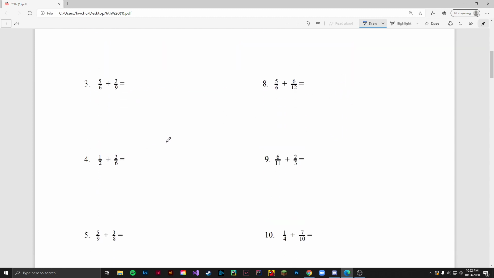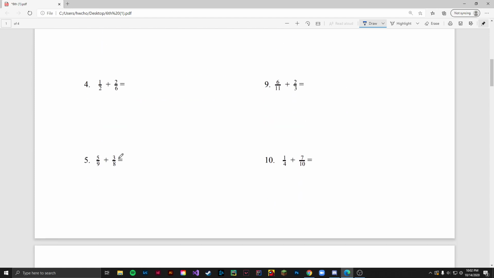Let's try one a little bit more difficult, like this one. 5 ninths plus 3 eighths. Well, there's no common factors between here and here, right? So we just multiply this times this, so 5 over 9 times 8 over 8 plus 3 over 8 times 9 over 9, because you can only multiply by 1 because of the identity property of multiplication.